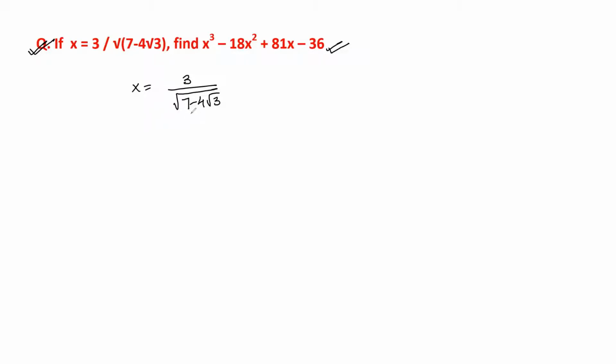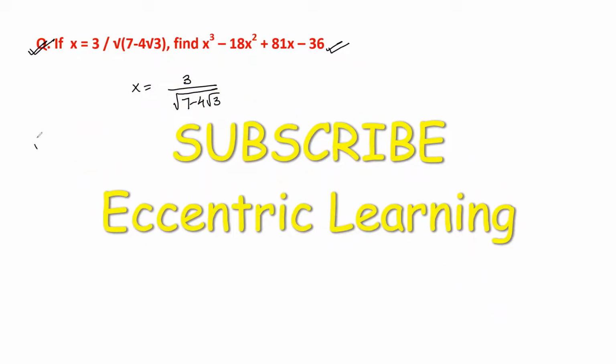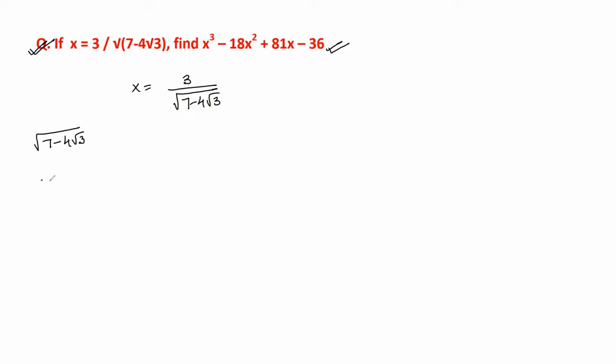Well, if you look here, we have a surd inside a square root. So first let us try to find the square root of this surd. So when we find the square root of 7 minus 4 root 3, this would be coming as 2 minus root 3.